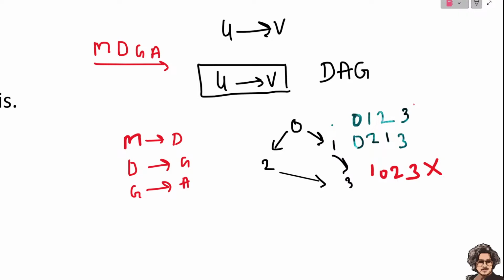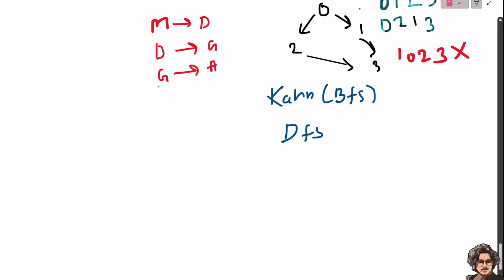There are two approaches for solving topological sorting. First is Kahn's algorithm, in which we use BFS. This is the most asked question in interviews. Another one is DFS based. Both take the same time complexity. So let's discuss Kahn's algorithm.